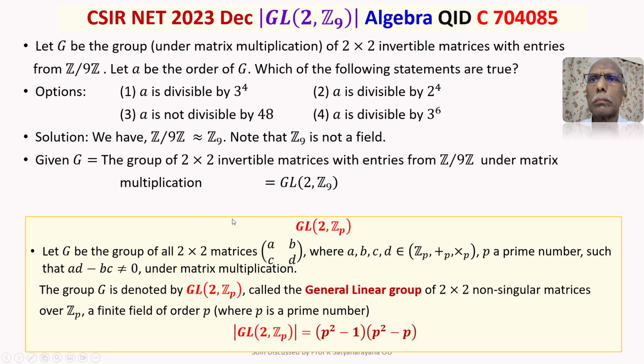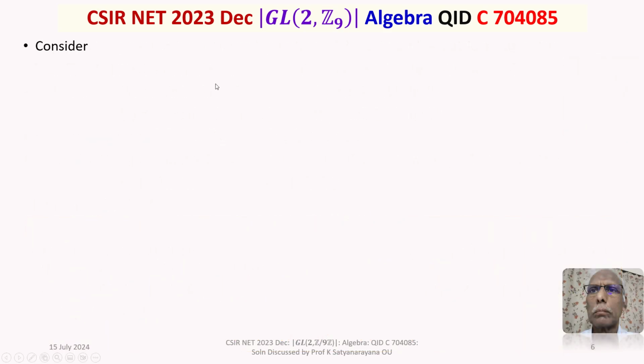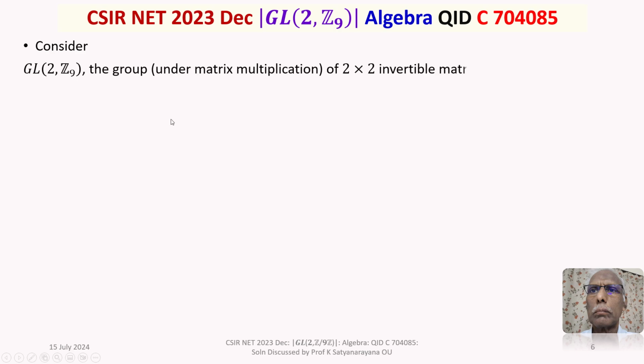So you have to find the order of this one. That itself is the question. And A is given to be the modulus of GL2 comma Z9. Let's now discuss the workout of this problem in detail. Consider GL2 comma Z9. It is the group of 2 by 2 invertible matrices under matrix multiplication with the entries coming from Z9, that is Z by 9Z isomorphic to Z9.